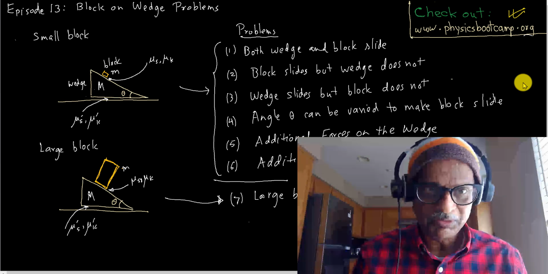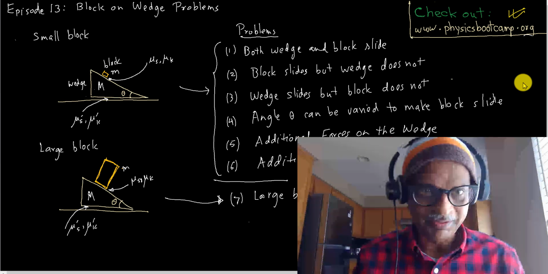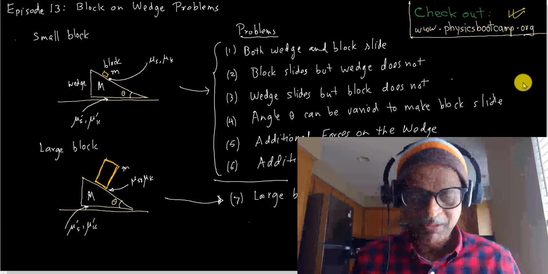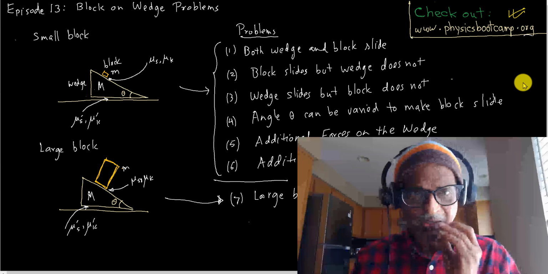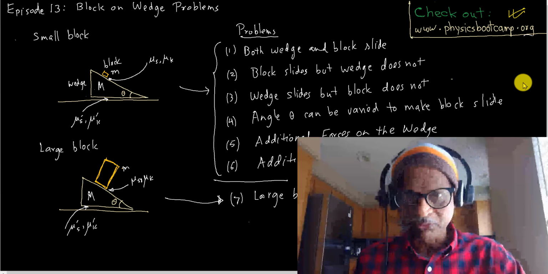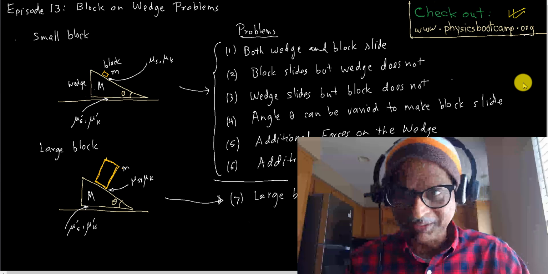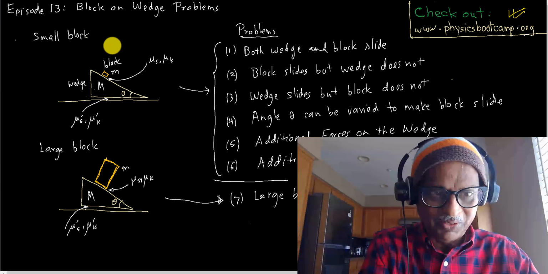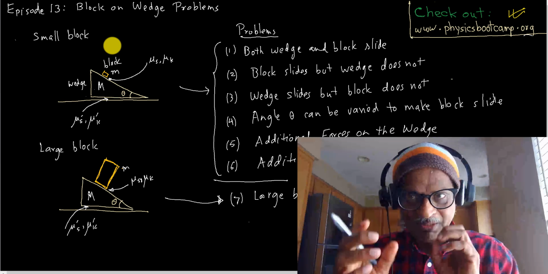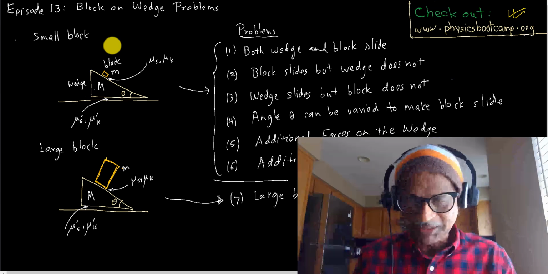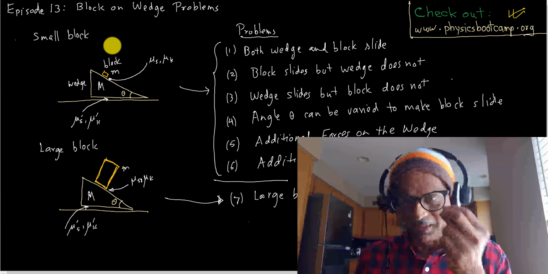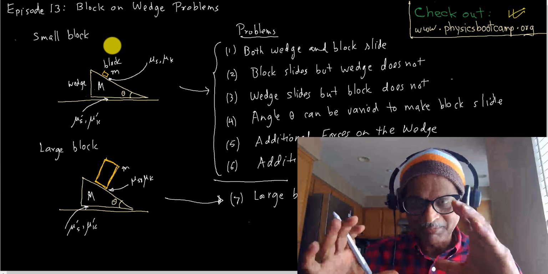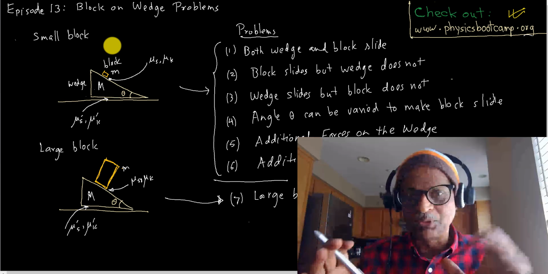Okay, so today we're going to talk about a very large class of problems that you encounter in introductory mechanics. They're called block and wedge problems. You can have a small block or a large block. The way we can distinguish them is that a small block you can just think of as a point, and for a large block, its extent cannot be ignored.